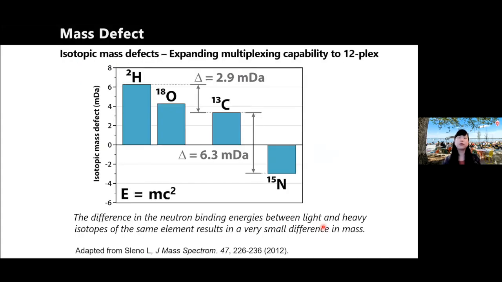In order to further improve our throughput, we turn to this phenomenon called isotopic mass defect, which is described by Einstein's energy equation. As we know, the light and heavy isotopes from the same elements differ in neutron binding energy, which could lead to a tiny mass difference. For example, if we swap deuterium with carbon 13, this gives rise to a 2.9 millidalton mass difference. Likewise, if you substitute C13 with N15, there is a 6.3 millidalton difference.